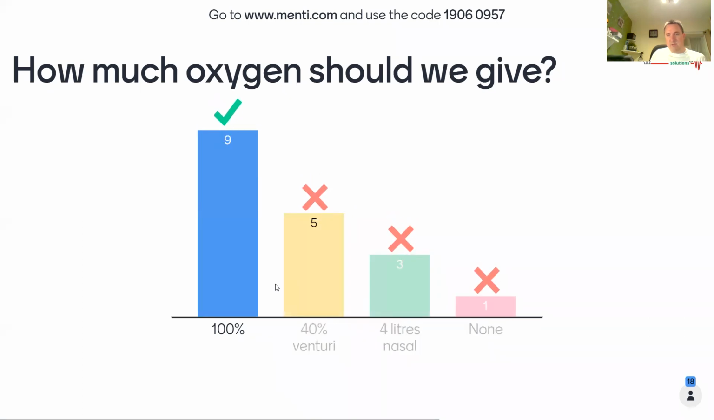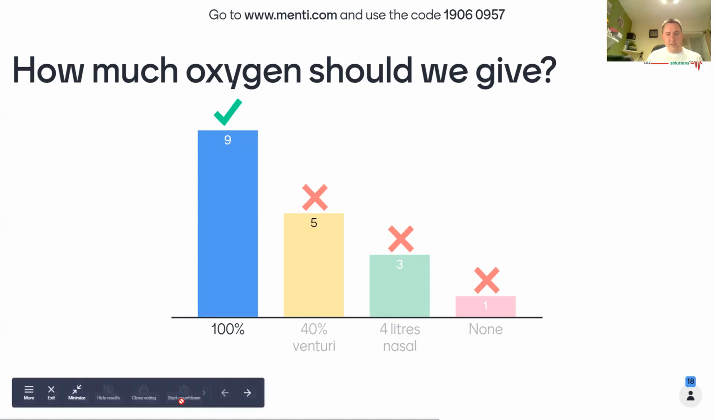Well done. 9 of you got that right. JRCALC say 100%. Sepsis appears in the red box, doesn't it? Page 604 of JRCALC full text. I can tell I've told this a few times. 100% oxygen for everyone with sepsis, regardless of their COPD status. Fantastic.